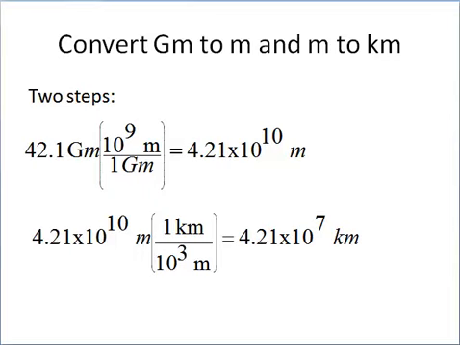The next step, 4.21 times 10 to the 10th meters, is converted to kilometers by multiplying it by this unit conversion factor. This unit conversion factor is one we've already seen. 1 kilometer is placed over 10 to the 3rd meters. Units of meter algebraically cancel. And the solution is 4.21 times 10 to the 7th kilometers.